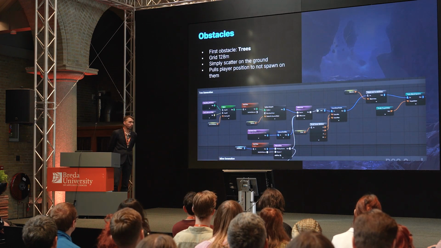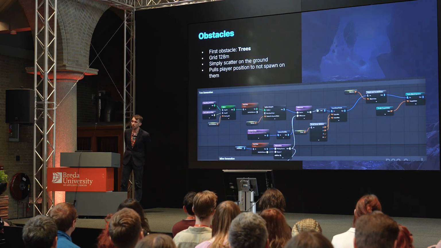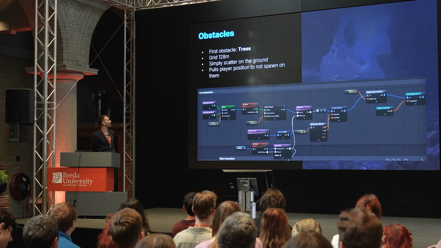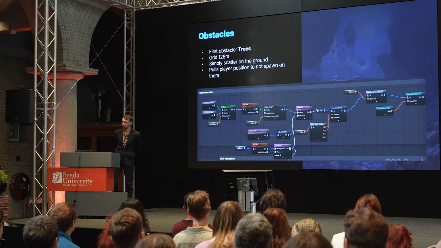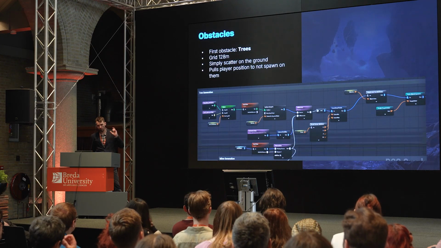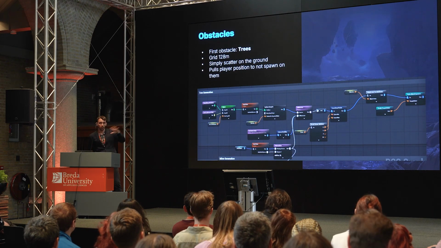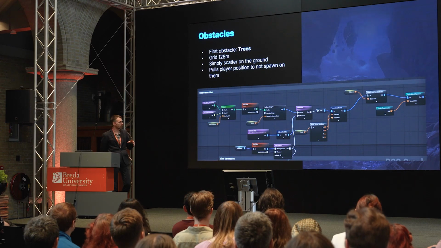So to fill the world and to have some obstacles, the first obstacle will be trees. I said we didn't do forest, but that's exactly what I did. So, on the grid, I will be on the 128 meters, and it's just simply scattering trees around. One caveat on this is that we want to pull the position of the player, because if you are regenerating the world and you place a tree exactly where the player is, it's not good gameplay.